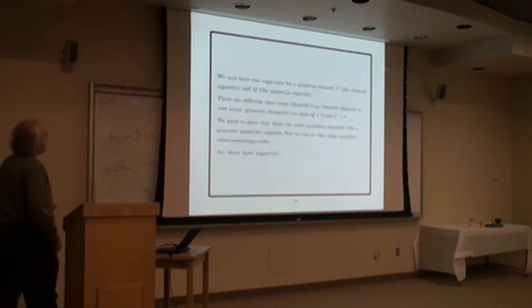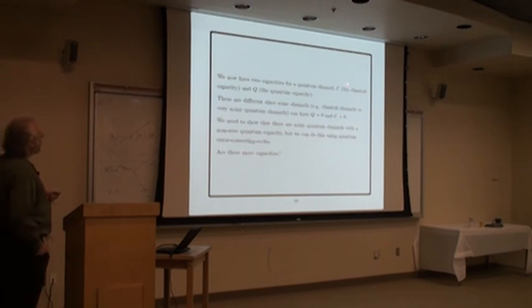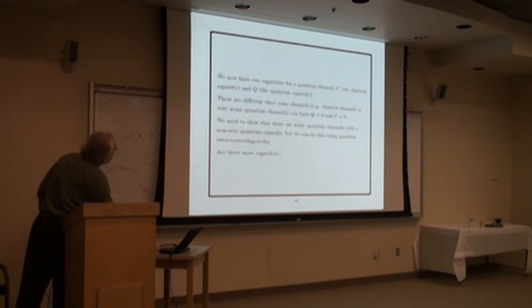So we now have two capacities, the classical capacity and the quantum capacity. And clearly, the quantum capacity is less than the classical capacity. Why? Well, if you can send quantum bits, you can encode classical bits into quantum bits, send the quantum bits, and then measure the quantum bits to get the classical bits. So the quantum capacity is less than the classical capacity.